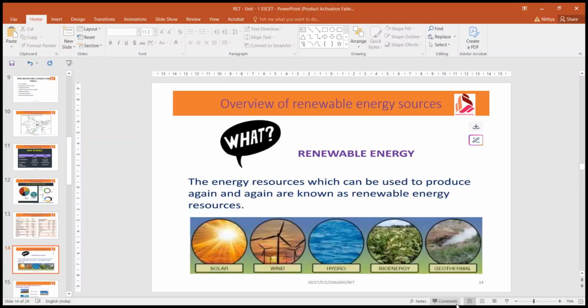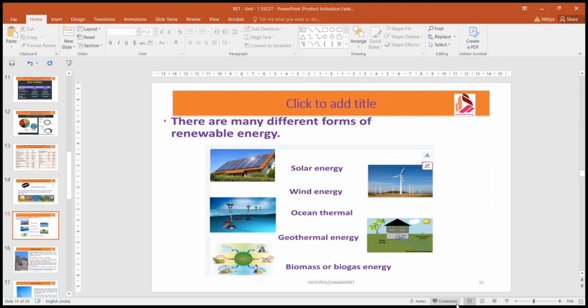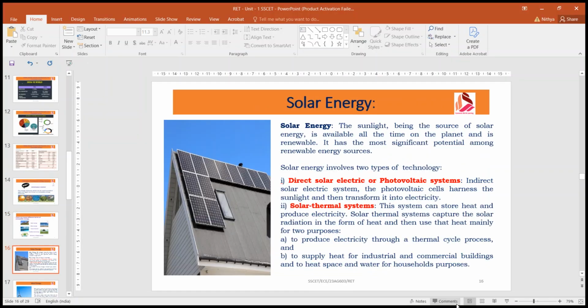In these renewable choices, each choice gets a single unit. The first unit consists of an overview of all the renewable choices, and the second, third, fourth, and fifth units cover how generation occurs from solar, wind, hydro, and so on. These are all discussed. Thank you.